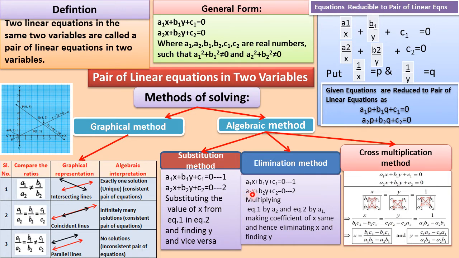How to eliminate it? Suppose I want to eliminate x. Then I have to multiply the first equation by a2, the coefficient of x of the second equation, and similarly multiply the second equation by a1, the coefficient of x of the first equation. Then by subtracting these two equations, one variable will get eliminated, so I will be getting only the y variable, from which I will be able to find the value of y.